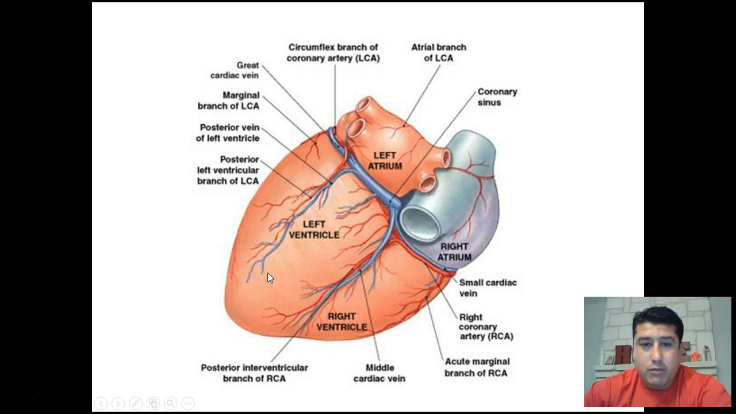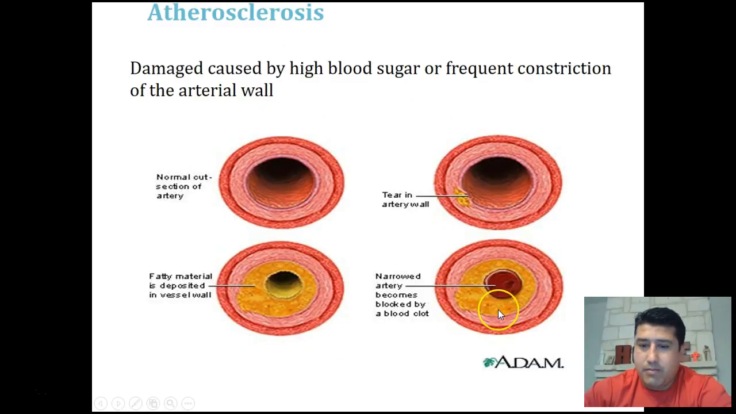Now, there are ways to reverse this process. Number one, if you reverse all your habits and start engaging in healthier habits, you start exercising, you start eating better, eating the right types of foods, the plaque buildup could actually reverse, and you could decrease the amount of plaque inside the arteries.